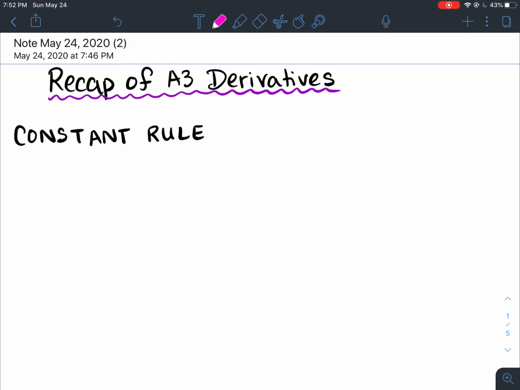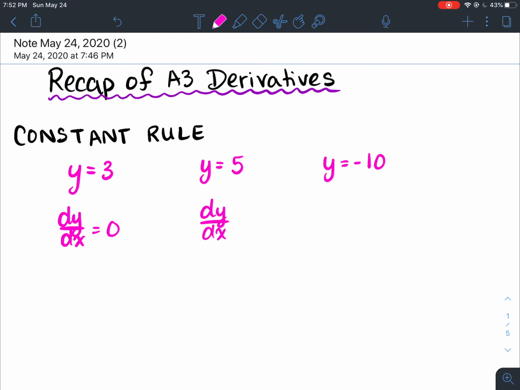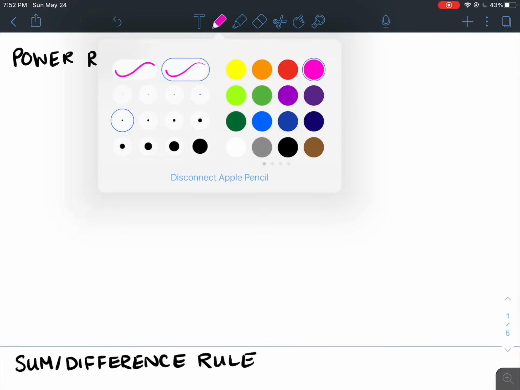Okay, so we got something called the constant rule. That says if you have something like y equals 3, a constant is just a number on its own. So y equals 3, y equals 5, y equals negative 10, anything like that. The derivative of a constant is 0. We proved that in a video last week, but if you are behind and you just want to know the rules real fast, the derivative of any constant is always 0. Hey, what's the derivative of pi? Also 0.